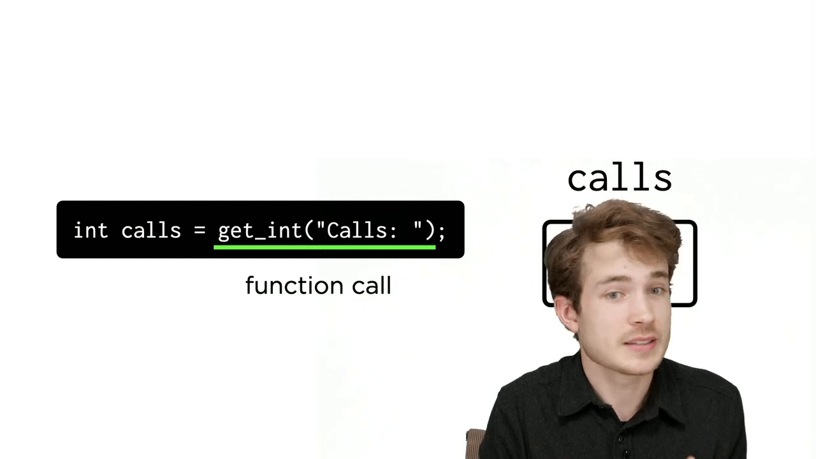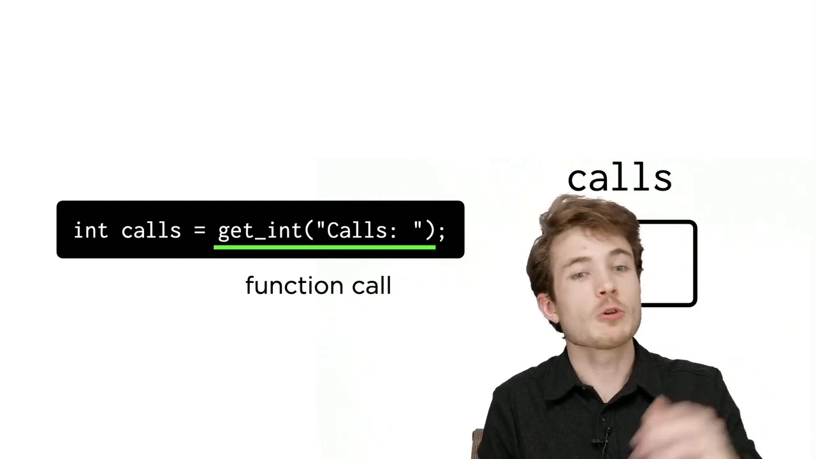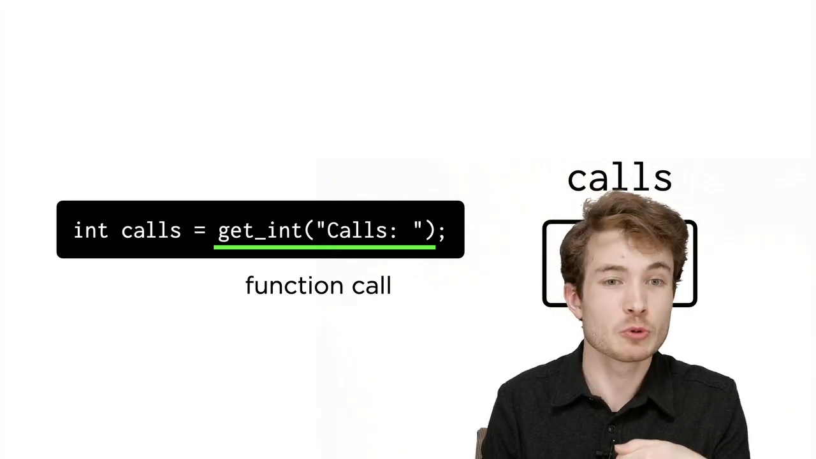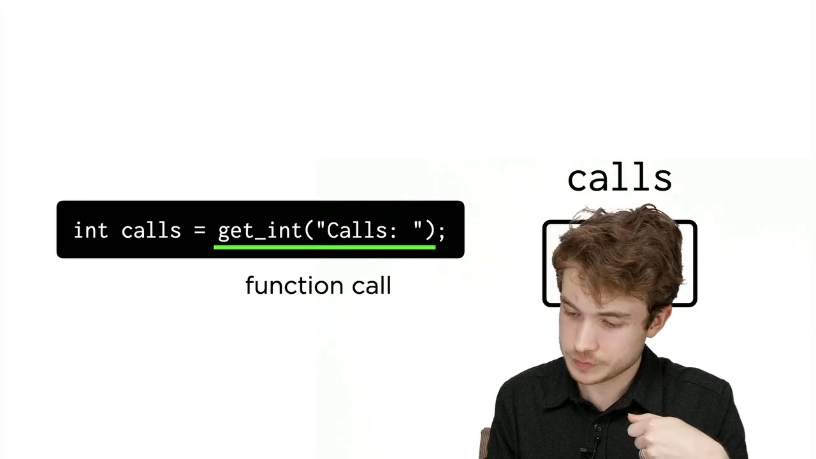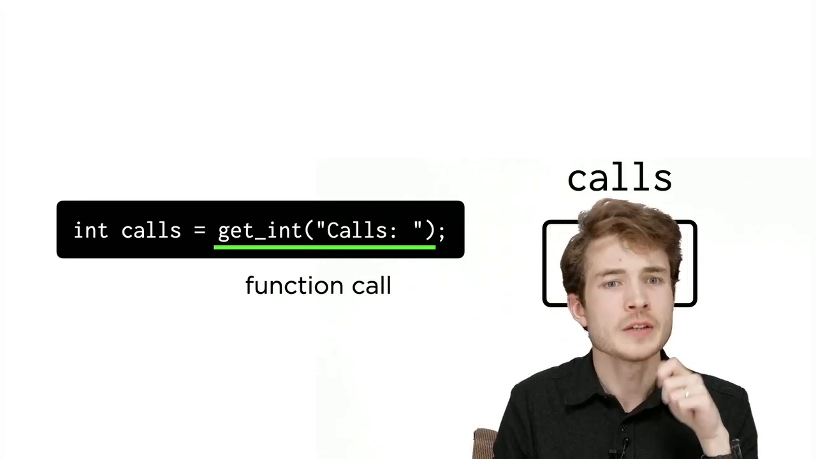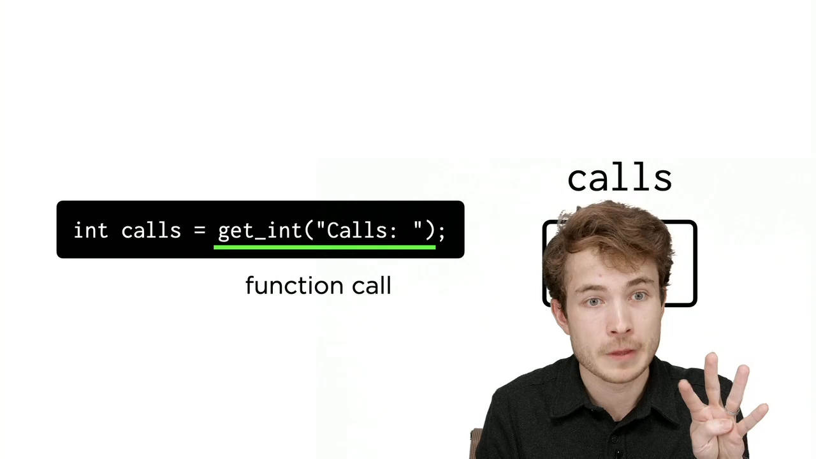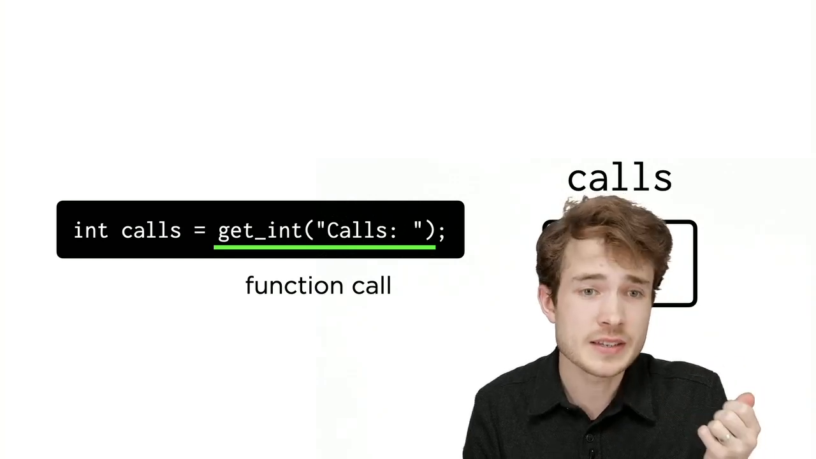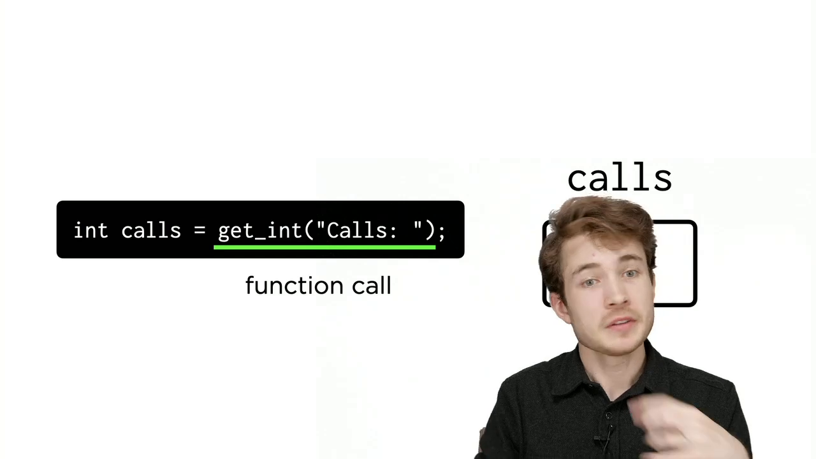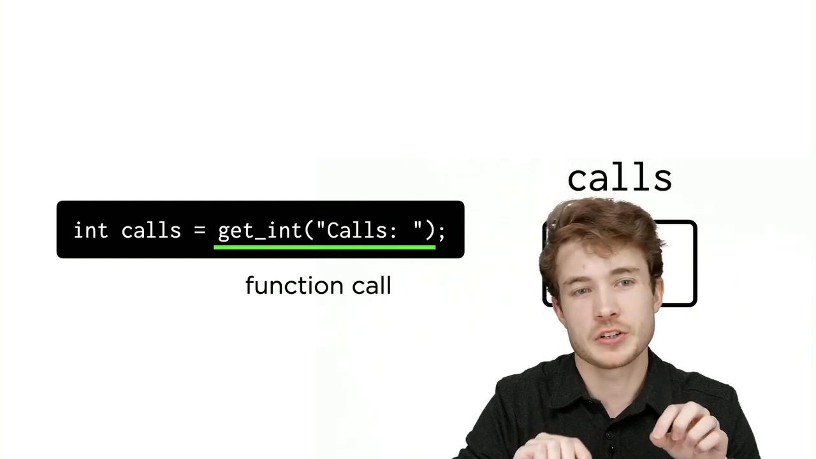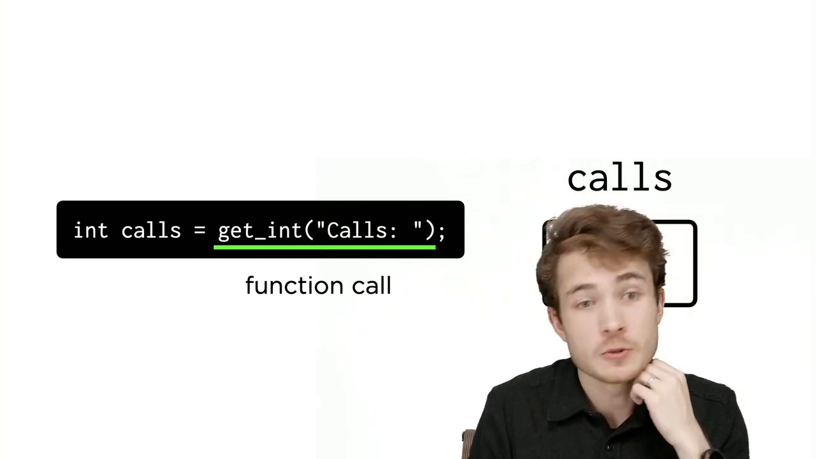So get_int, this function on the left-hand side, will first be run before we store that value inside this variable we created called calls. But let's say that the user does give us some value, and they give us the value 4. Well, the whole point of get_int is that once it finishes running, it returns to us, or gives us back, the value the user entered. So let's say they enter this value 4.